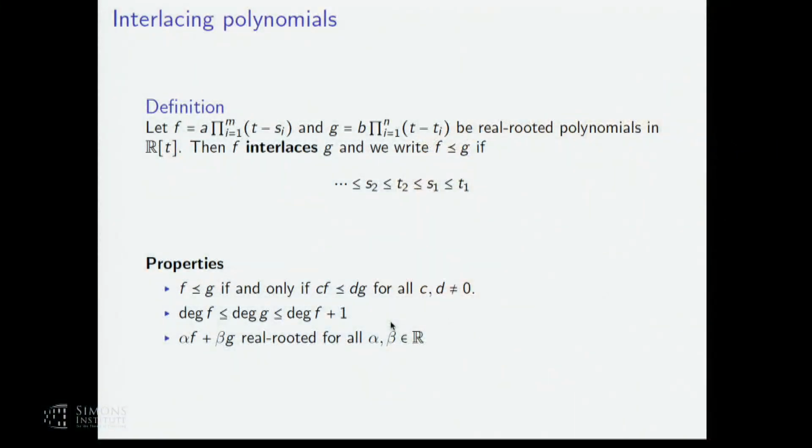Okay. So what are interlacing polynomials? Imagine you have two real-rooted polynomials, f and g, where f has roots s1 to sm, and g has roots t1 to tn. Then we say that f interlaces g whenever the roots are ordered in this way. The biggest root is the root of g, the second one is the root of f, and so on and so forth. From the definition, it follows immediately that the interlacing property doesn't change if we multiply our polynomials with real numbers. It also follows that the degrees of these polynomials are not so far apart. And the most interesting property is probably that any linear combination of these polynomials is also real-rooted. It's not hard to see and actually follows quite easily from the intermediate value theorem.